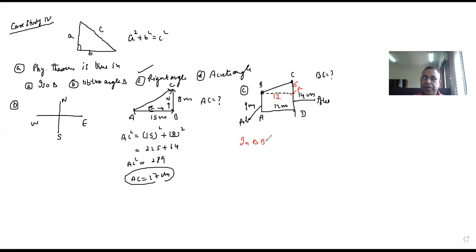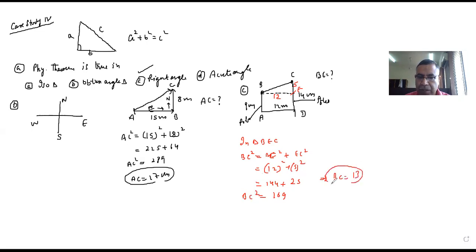So in triangle BEC, BC square is equal to BE square plus EC square. So 12 square plus 5 square, so this is 144 plus 25. So 169, which implies BC is equal to 13. So therefore, the distance between their tops is 13 meters.